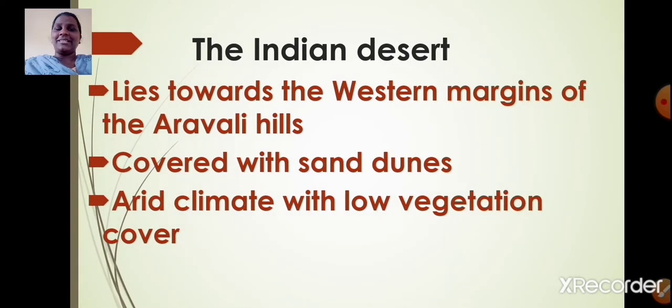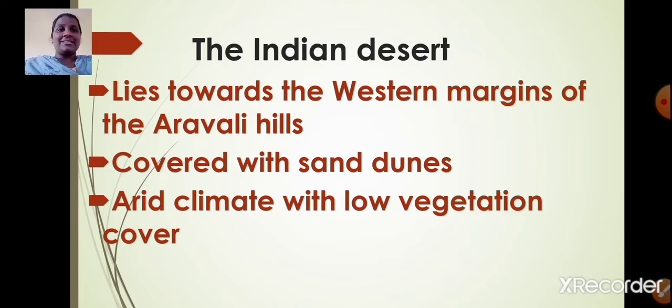Now let us learn about the Indian desert. The Indian desert lies towards the western margins of the Aravalli Hills. The Indian desert is covered with sand dunes. What do you mean by sand dunes? Sand dunes means large masses of wind blown sand. How is the climate here? It is arid, that means dry, with low vegetation. Here, the vegetation is quite low because of scanty rainfall and arid climate.